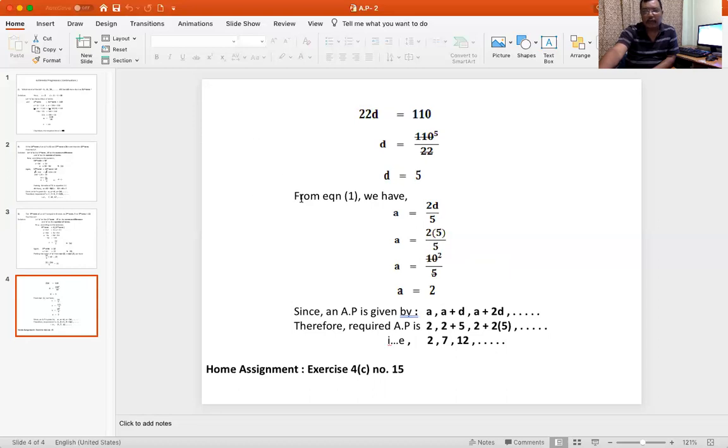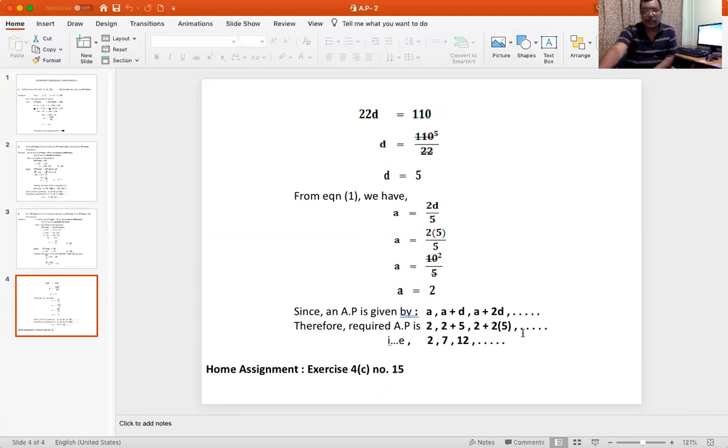Now the question says we have to find the AP. Any AP is given by A, comma, A plus D, comma, A plus 2D, and so on. So our required AP will be A. Now A we have obtained to be 2, so for A we put 2, comma, A plus D means 2 plus D. Our D here is 5, so we put 5, comma. Again, the third term will be A plus 2D, so 2 into D is 5. So we have here 2, comma, 2 plus 5 is 7, comma, 2 plus 2 into 5, 10, is 12, comma, and so on. So this is our required AP.